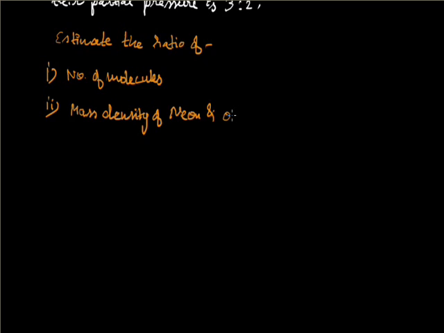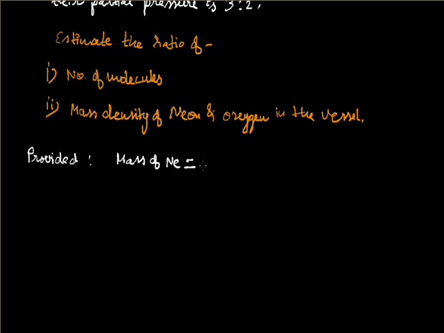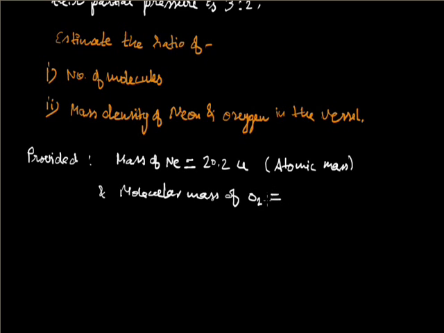Estimate the ratio of, first, the number of molecules and, second, the mass density of neon and oxygen in the vessel. Provided that the atomic mass of neon is equal to 20.2 atomic mass units, and the molecular mass of oxygen is equal to 32 atomic mass units.